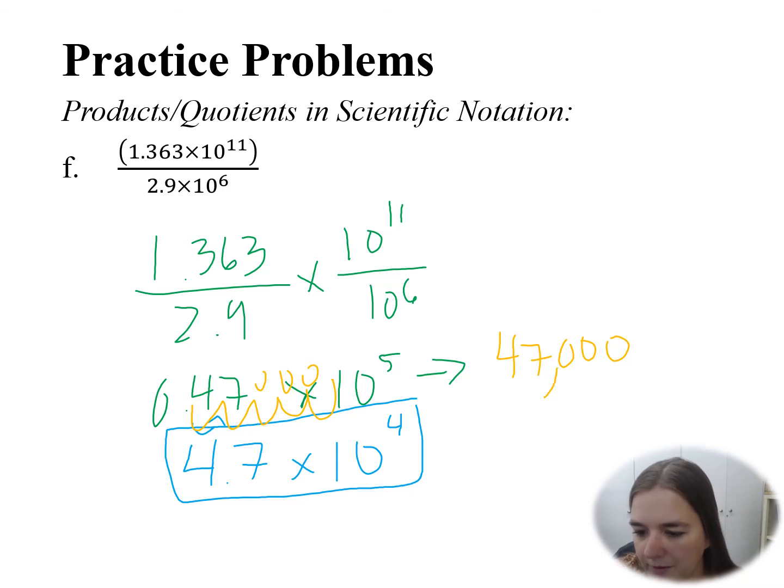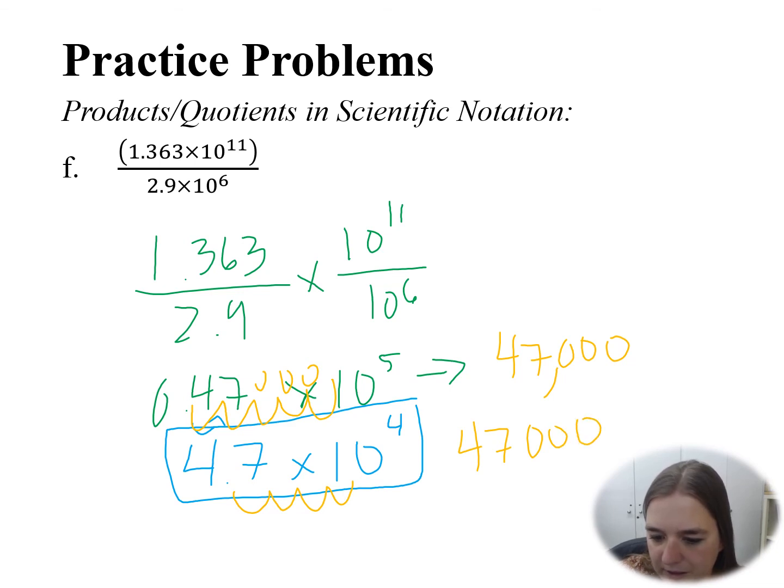1, 2, 3, comma. And if I want to check my work, I can check from this here. 4 spaces, 1, 2, 3, 4. That's the same as 4, 7, 1, 2, 3 empty spaces, 1, 2, 3 empty spaces. Either way, I get to my final answer in standard form is 47,000.